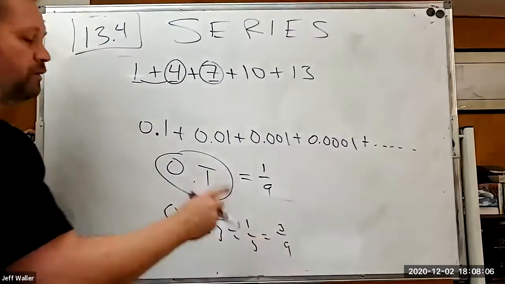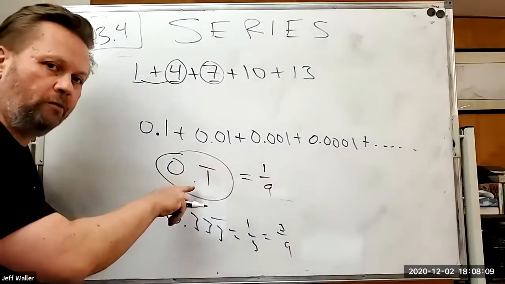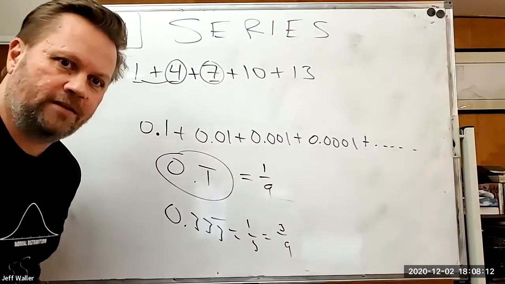0.33333 is 3/9. 0.22222 is 2/9. 0.11111 is 1/9. Isn't that beautiful? That's so beautiful.